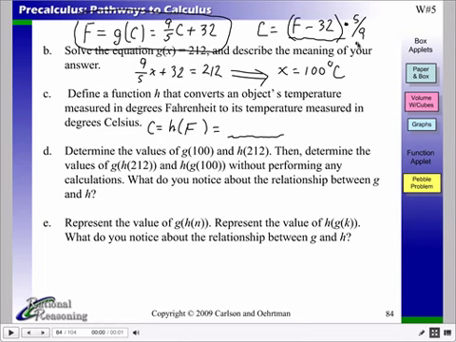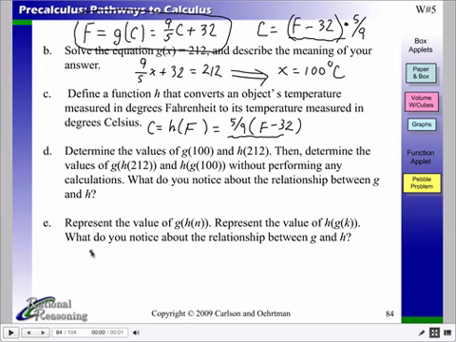So this is the rule of F that would give us C, and that's exactly what the H function is. We need a rule with F's in it that gives us C. So it's 5/9 F minus 32. Okay. Are we good on B and C? Any questions on A, B, or C?